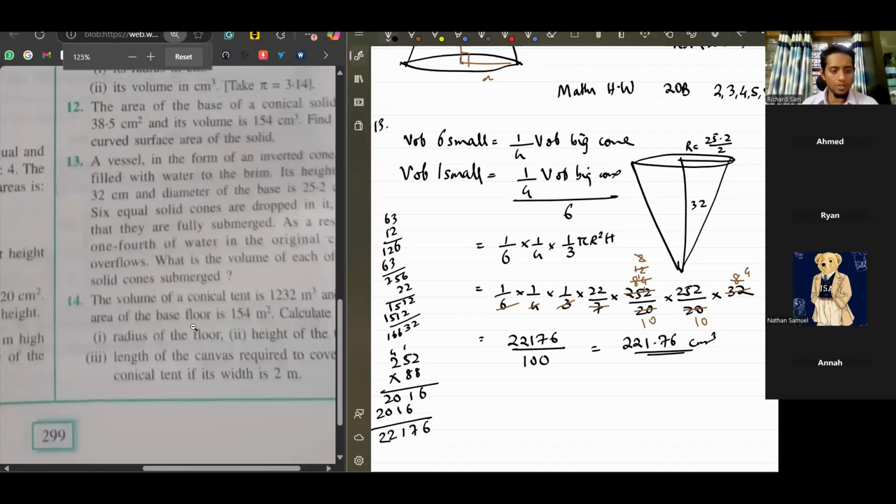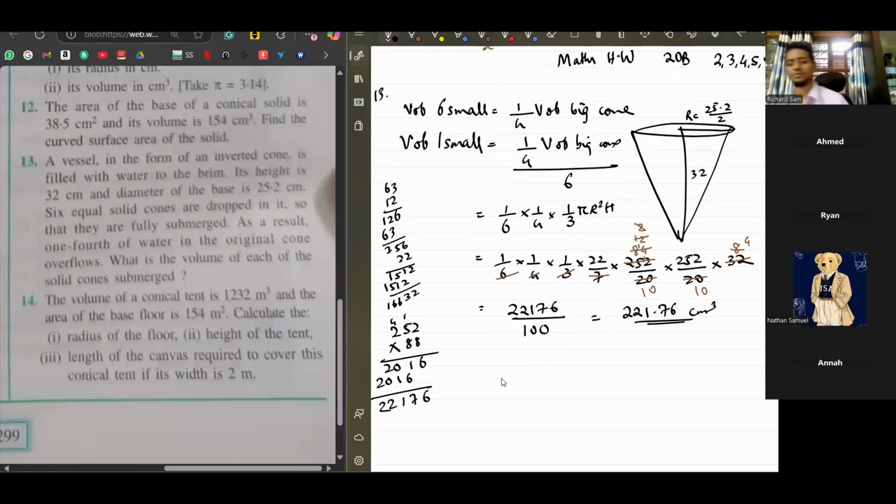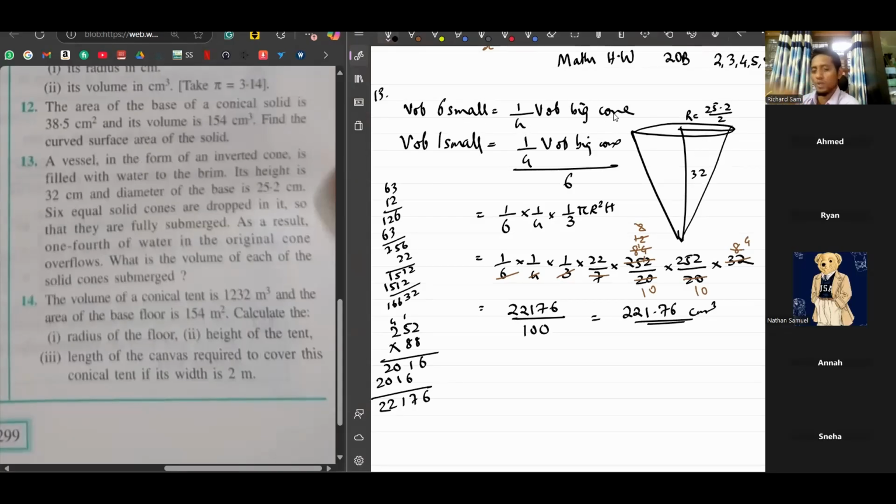We will do this 14th question next. Okay, so what is important when you're doing these sums is deriving an equation. Getting this whole equation, understanding what this is. So volume of 6 small cones was equal to 1/4 of the volume of the big cone. And then from that you derive whatever is asked, the volume of one small cone. Okay, we'll go to the next question, number 14.